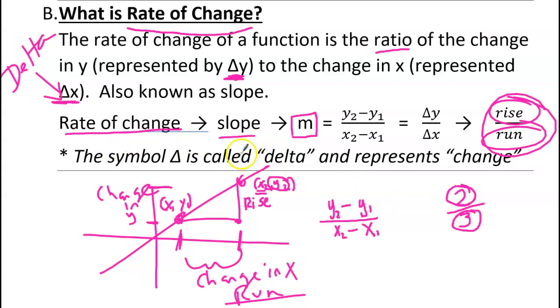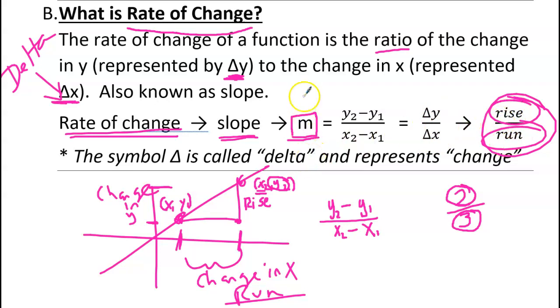So let's go ahead and review it one more time. Rate of change is a fancy word for slope. It's represented with the variable m. And you can calculate it by doing y2 minus y1 over x2 minus x1. The y2 minus y1 represents delta y, which is the change in y. The x2 minus x1 represents delta x, which is the change in x. Change in y and change in x are just fancier expressions for rise and run.